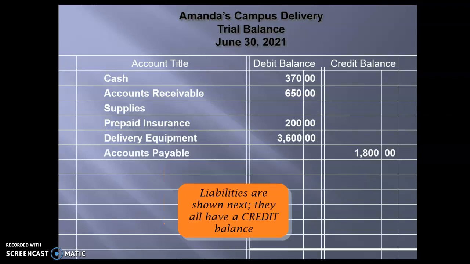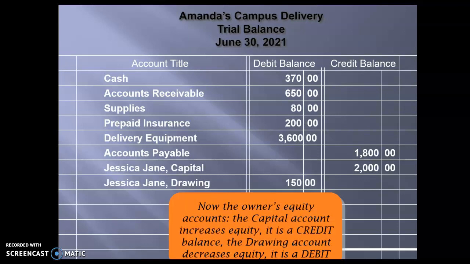Now, we only have one liability account for the campus delivery company, and that's accounts payable is our only liability. It has a credit balance of $1,800. Okay, notice that everything is normal. All the assets have a debit balance, and the liabilities have a credit balance.